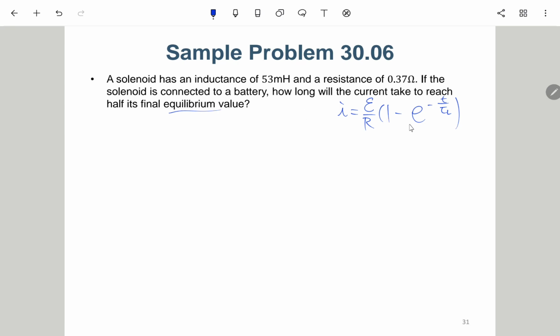At the beginning, when t is 0, the exponential is 1, so 1 minus 1 is 0. Finally, when t tends to infinity, the exponential is 0, so 1 minus 0 is 1. So it goes from 0 to 1, and half of the equilibrium value means this factor is equal to 1/2. So 1 minus exponential to negative t over tau L equals 0.5.